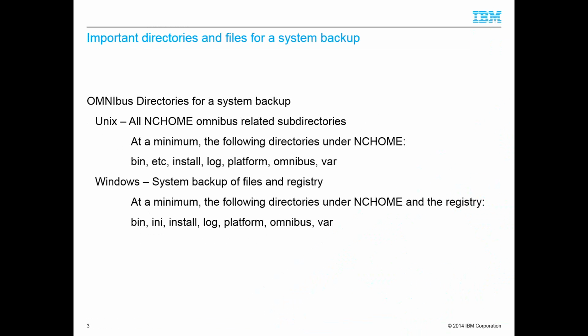For a system backup, it's always best on both Unix and Windows if you can back up the entire NC home directory. On Unix, you can back up certain directories, so there's a listing of the directories here that you would need. On Windows, it's not just the NC home location, you would also need a backup of the Windows registry, since a lot of OMNIbus information is stored there as well. And here's a listing of the Windows directories at a minimum that you would have to back up for a system backup.